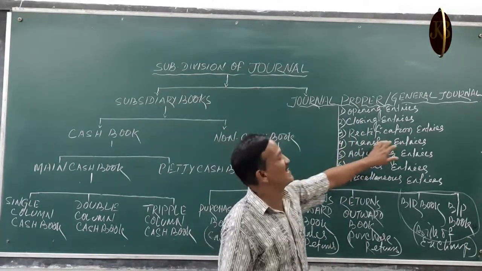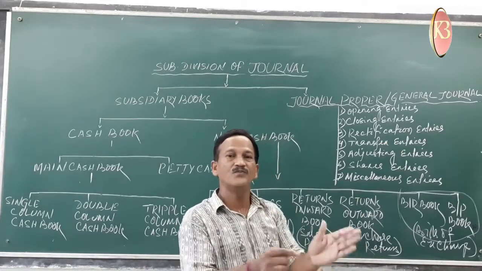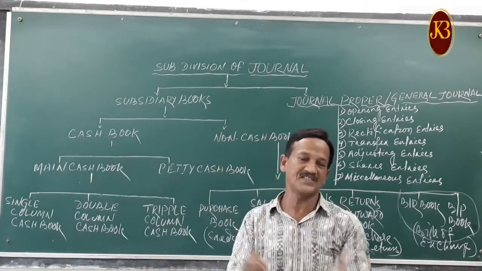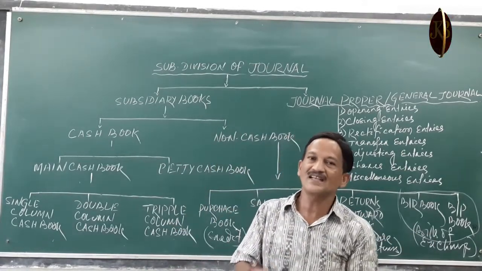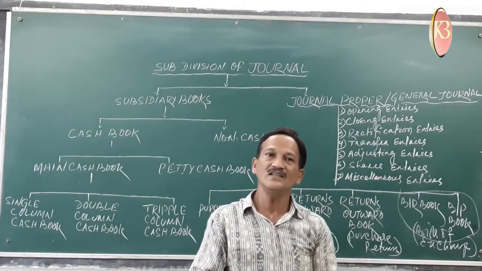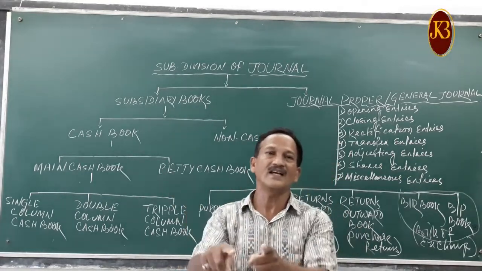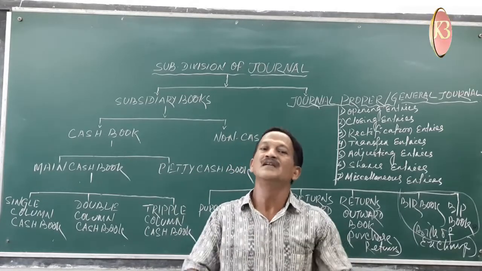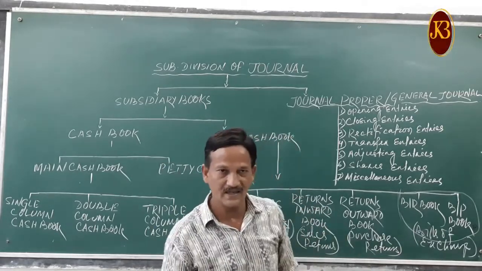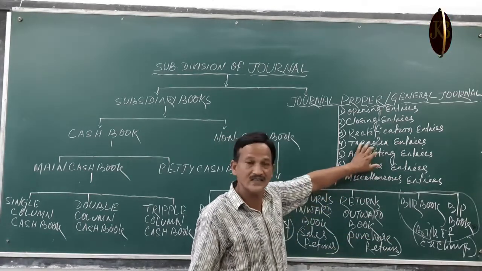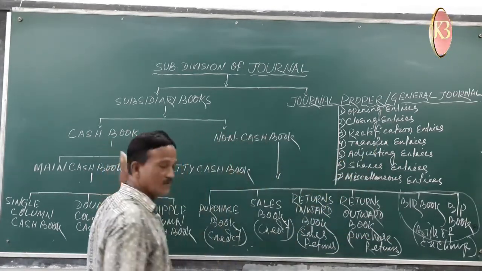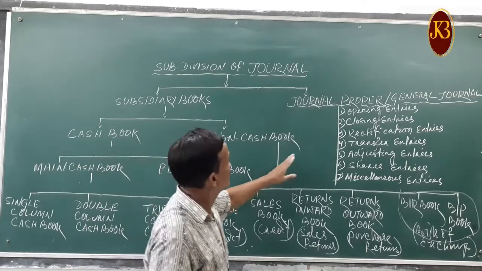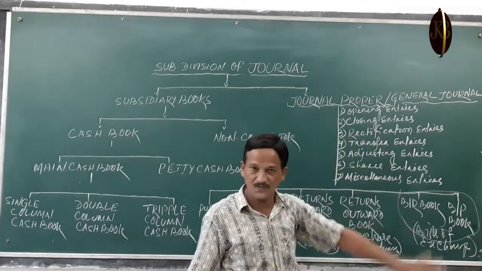And fourth is transfer entries. That means transfers from one account to another account. Suppose X's account has been credited and Y's account has been debited by 500 rupees. That means transfer of X's account to Y's account. So this is a transfer entry. This is not recorded in either the cash book or non-cash books. So that is separately recorded in the transfer entries.